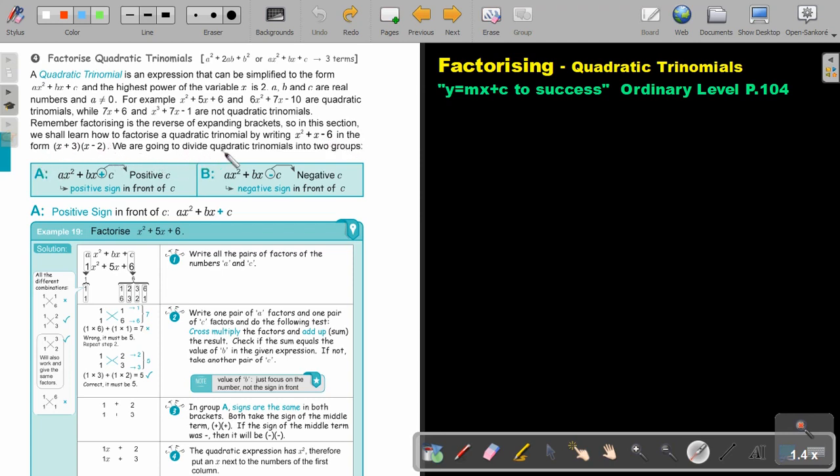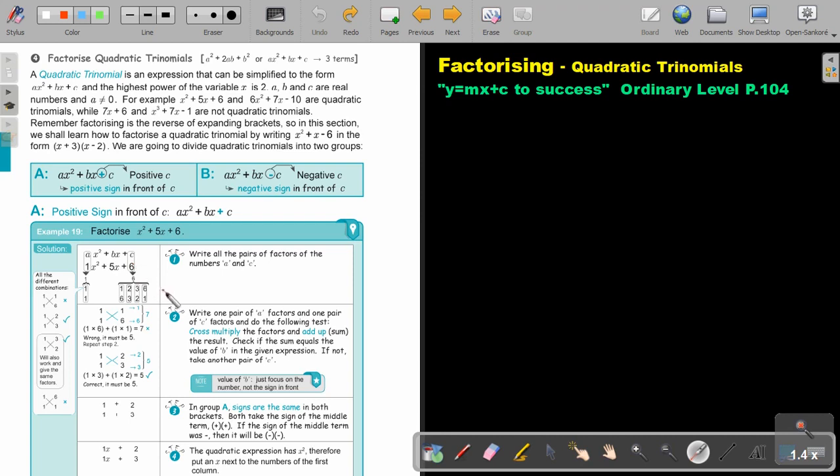We are going to divide quadratic trinomials into two groups. I call it group A when in front of the constant is a positive, and I call it group B if in front of the constant is a negative. And in this video we are going to only focus on group A. So it's a positive sign in front of C, so it's ax squared plus bx plus c.